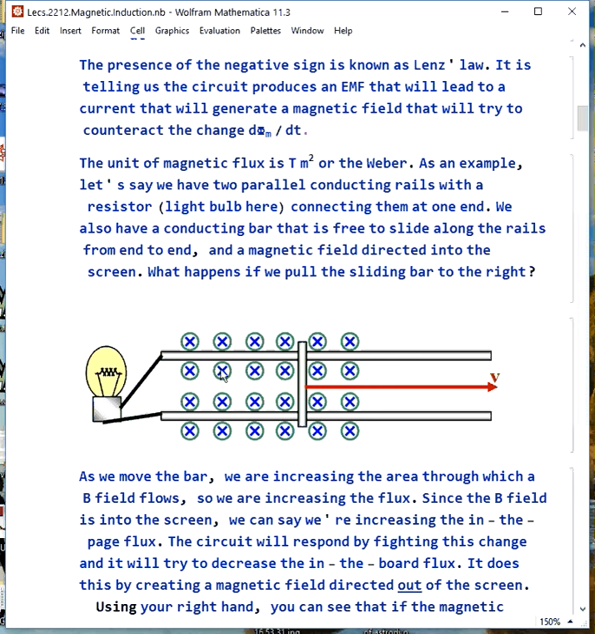And then we have this sliding conductor, this bar that can move along the other two rails. We have this set up with a magnetic field into the page, and what we notice is if we pull this bar backwards, the resistor will start to heat up, or the light bulb will light up.